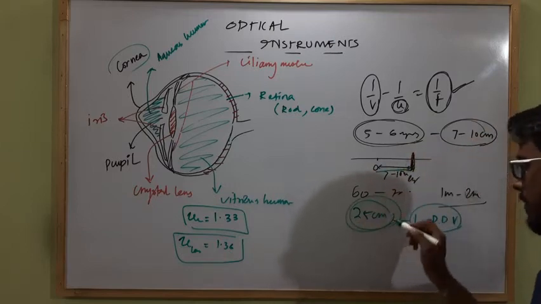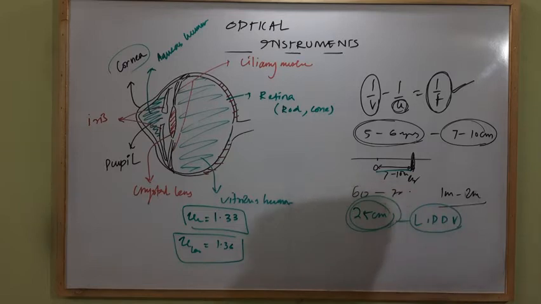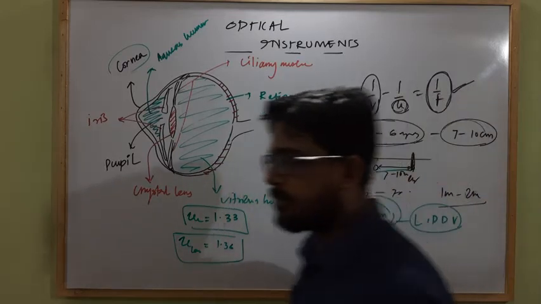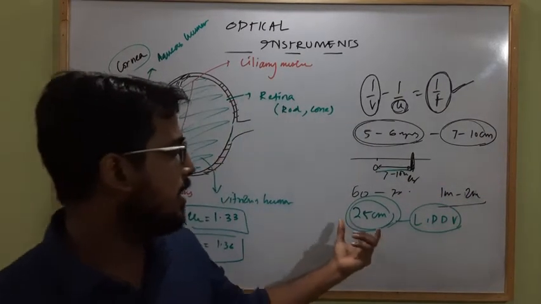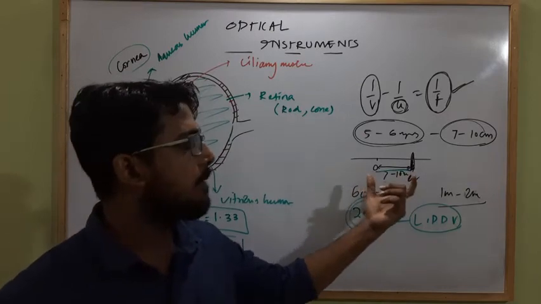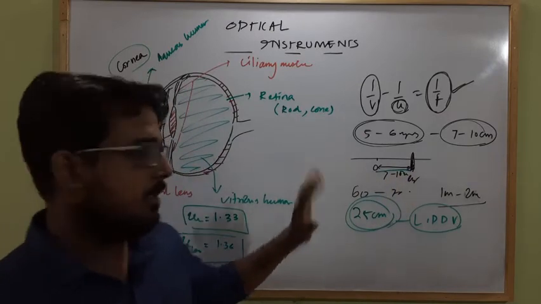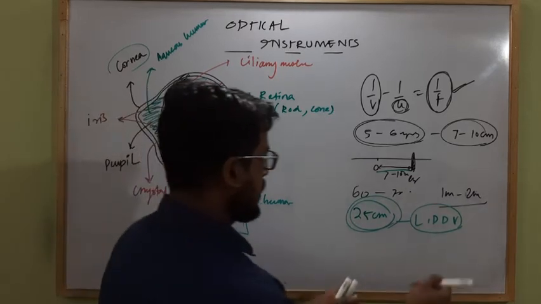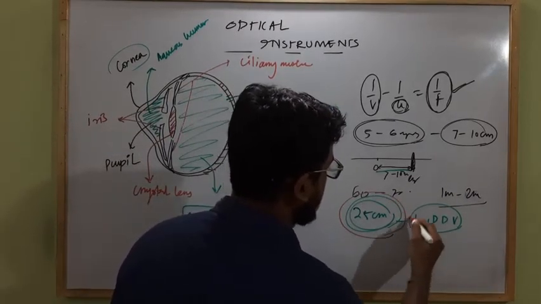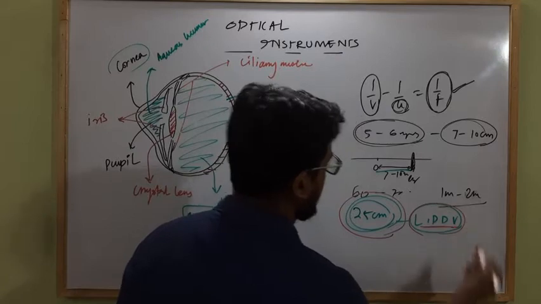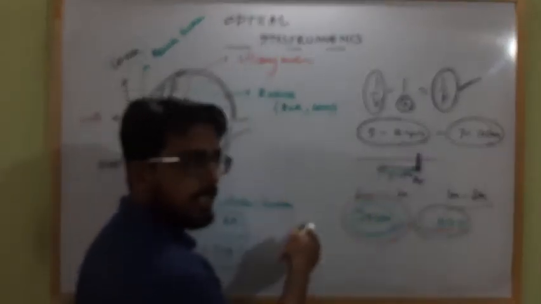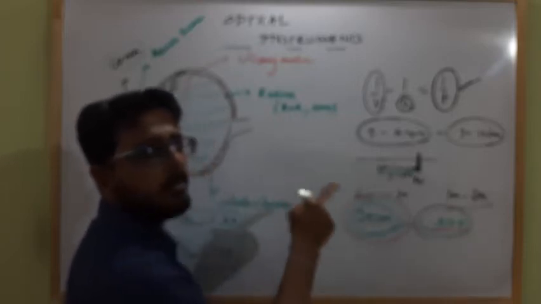Okay, so 25 centimeter is the average, or in general we consider this much distance as the minimum distance from which an object can be visible to the naked eye. Clear? You have to remember this. So 25 centimeter is known as the least distance of distinct vision. This is the minimum distance at which, if we place an object, a naked human eye is able to see its image.